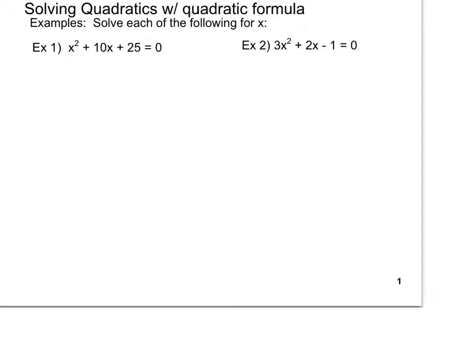Now that you've seen what the quadratic formula is from my previous video and when to use it, I'm going to go through some examples of me actually working out problems using the quadratic formula.